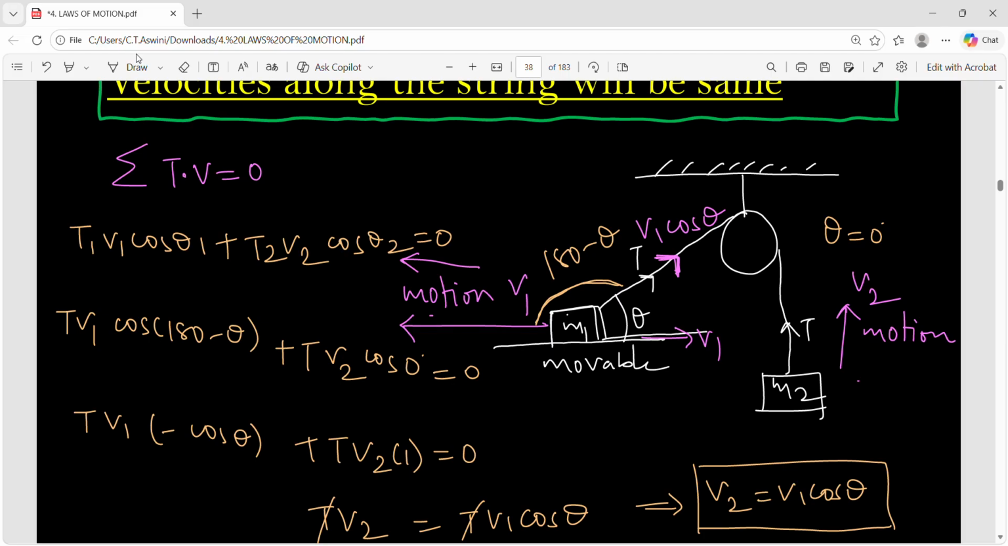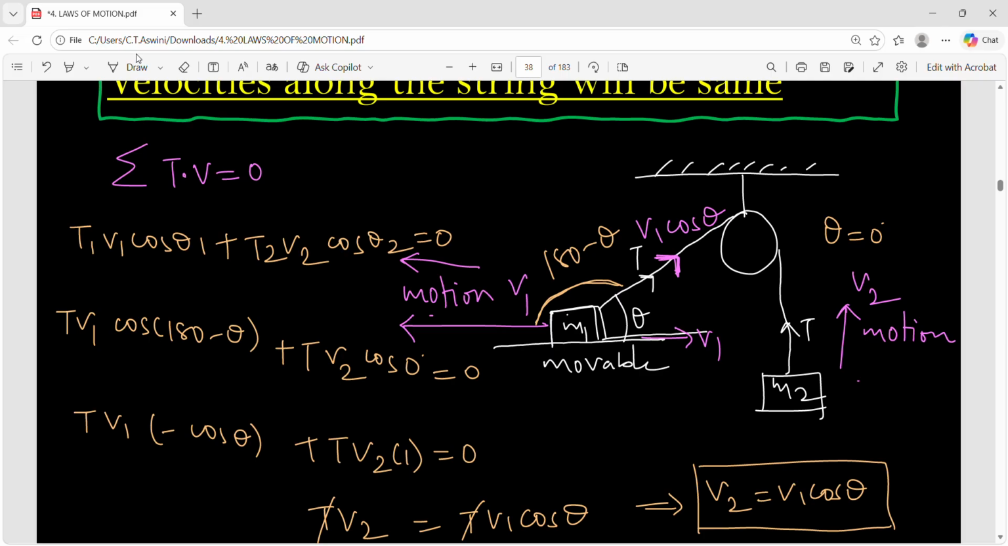So let there be any bodies. If you take their velocity components along the string, that will be equal. You will get questions like how much is this theta? How much is the value of V1? So there is no need of doing this T dot V equal to 0 every time. You can directly use this funda: velocities along the string are the same.